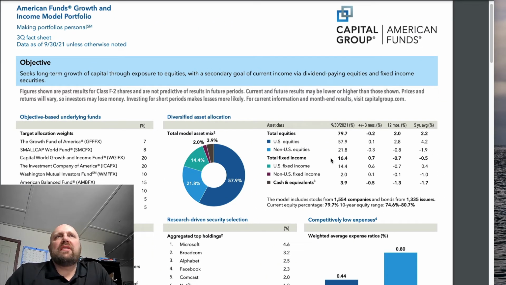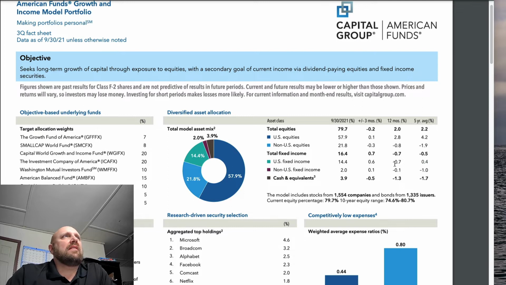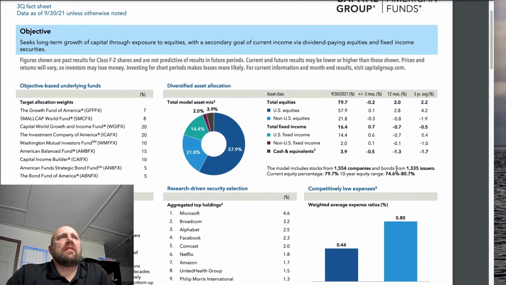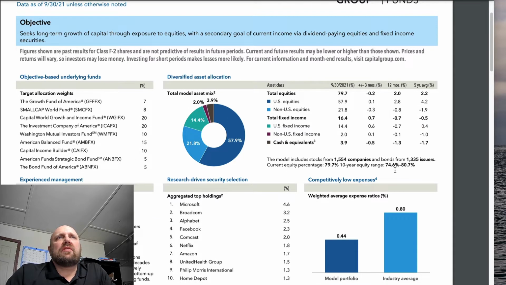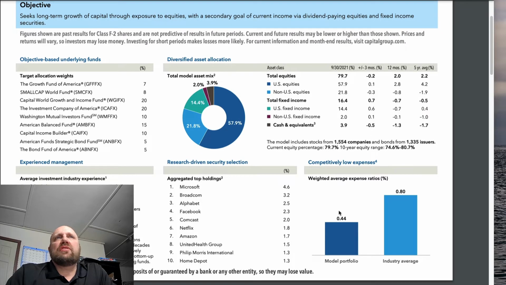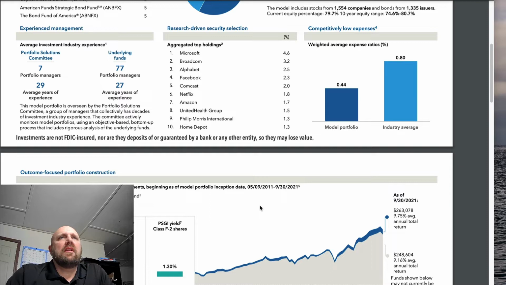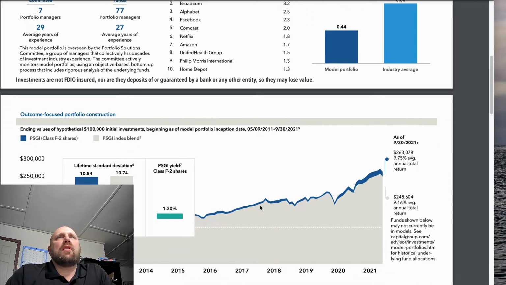Okay, so how did this do over time? Well, I think this flyer shows us 10 years. So this is your expense ratio, that's what the mutual funds charge you to manage your money. And here we are. If we put 100 grand in 10 years ago, it's worth about 263. That's a 9.75% average annual return, give or take, in that ballpark. And then this is the standard deviation. This is lifetime standard deviation.